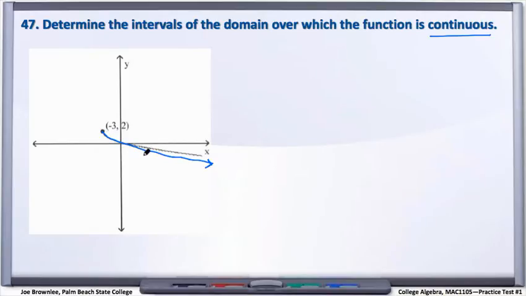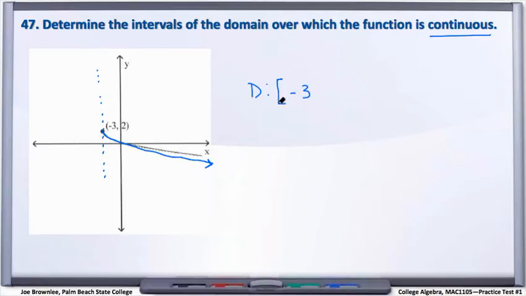And if this graph does go on forever, we know that as the graph heads out to the right here, the x value is getting larger, heading out towards positive infinity. But because the graph, we'll say, starts at this point, (-3, 2), the x value is -3. So the domain over which this function is continuous is from -3.